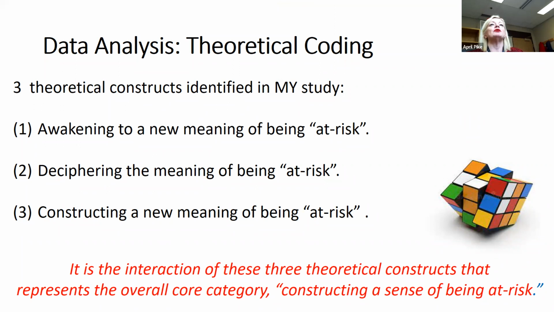So the first one I had was awakening to a new meaning of being at risk. So that captures the first part, growing up in your family. When did you become aware that you might be at risk? The second one was deciphering the meaning of risk. That's how people understand the risk, how they label it, how they label the objective or understand their objective versus subjective risk. And the third one is constructing a new meaning of being at risk. So how they move on in the future. So it's the interaction of all three of those that reflects the core category, constructing a sense of being at risk.